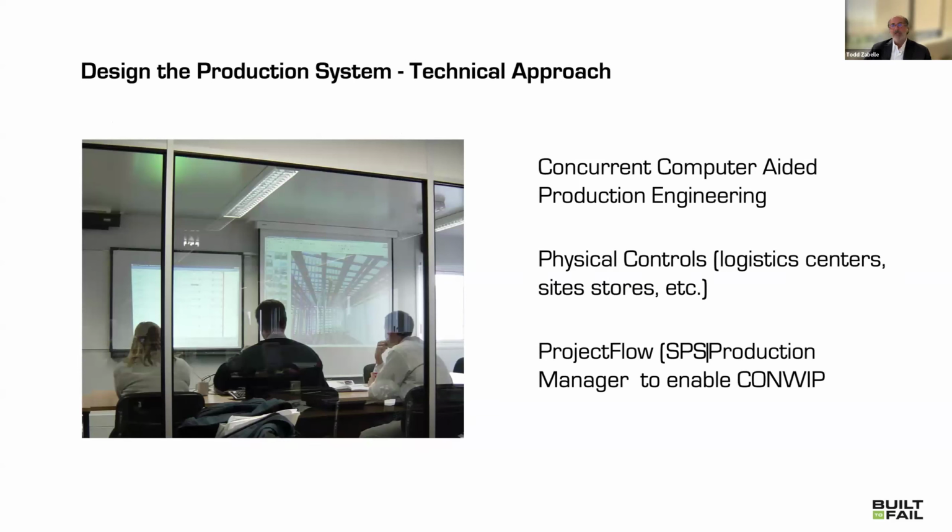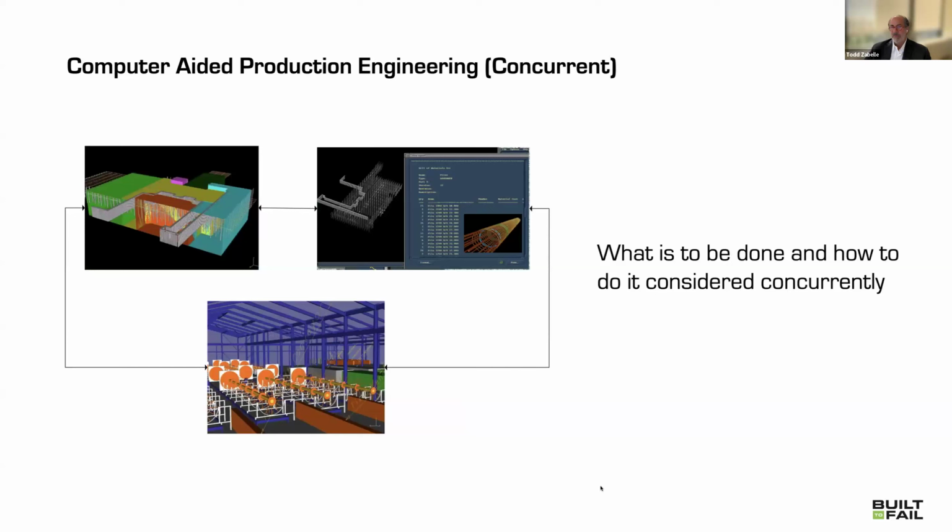So basically a lot of effort in computer-aided production engineering, and that being done concurrently, physical controls, and then the use of what was called project flow on the project. And I'll go through this really quick, and then we'll wrap it up.